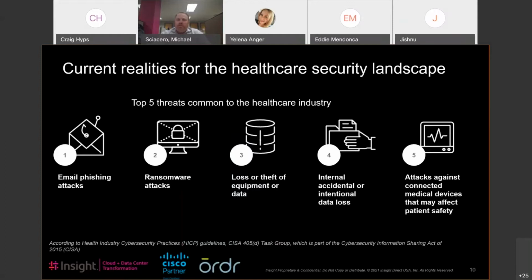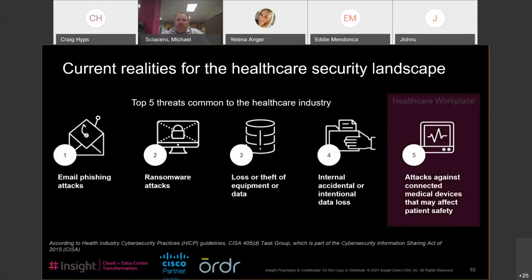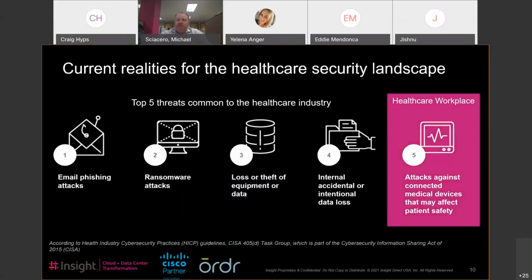According to the health industry cybersecurity practices, these are the top 5 security threats in healthcare: phishing, ransomware, equipment loss or theft, accidental or intentional data loss, and attacks against connected devices. While zero trust, in my opinion, can help with attacks 1 through 4, we are really going to focus on attack number 5, which is attacks against connected devices in the healthcare workplace.